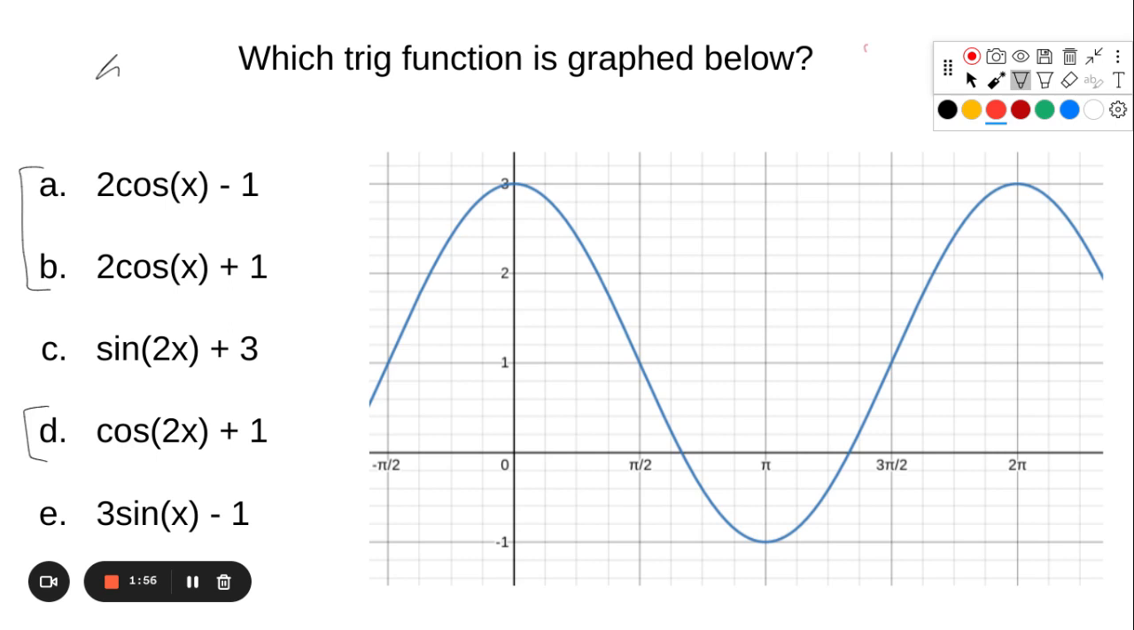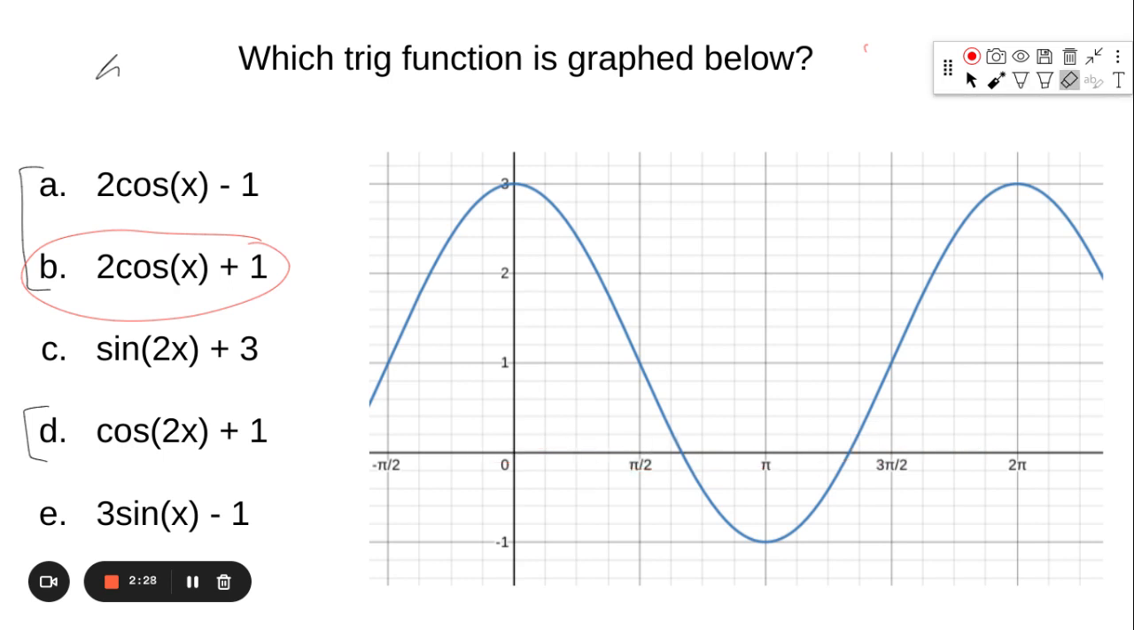And then the last thing to look for is the shift. This thing has been shifted up, not down, right? If this thing were shifted down, there would be more of it below the x-axis than there is above it. So since this thing is mostly above the x-axis here, it has definitely been shifted up, which leads me to believe that the answer is going to be B.